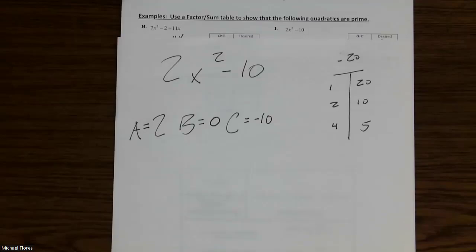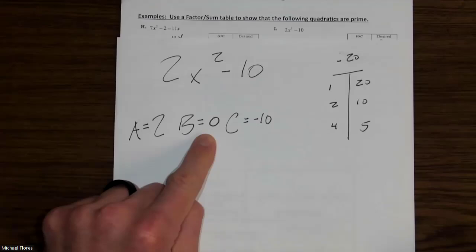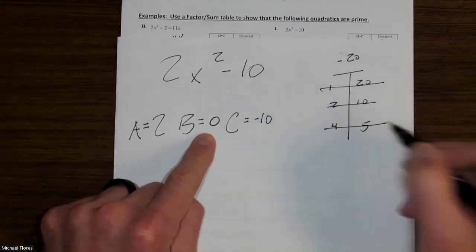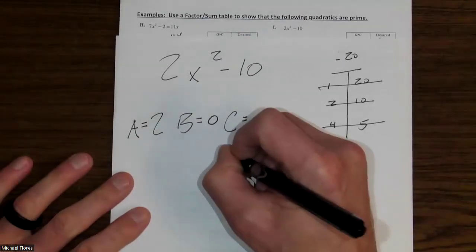So here's what we need. We need the factors of 20 that subtract to get 0. None of these subtract to get 0. Therefore, this one cannot be solved by factoring. This is also prime.